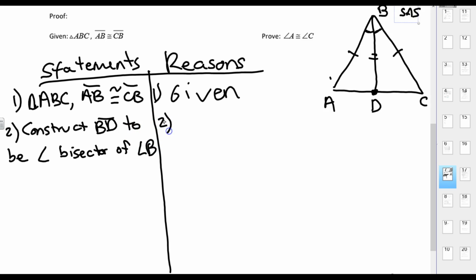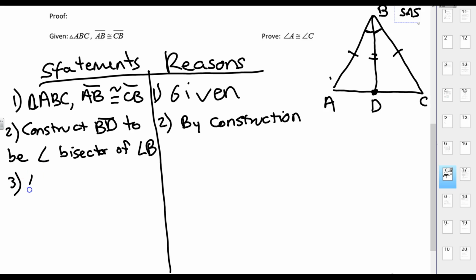And what allows me to do this is basically just by construction. We didn't change it. Doing that didn't change any of my givens. It didn't change the triangle. It didn't change the fact that AB is congruent to BC. I'm allowed to do it. It just makes it so I can actually prove some things congruent here. So my third step, I'm actually going to talk about why it's important that that's an angle bisector.